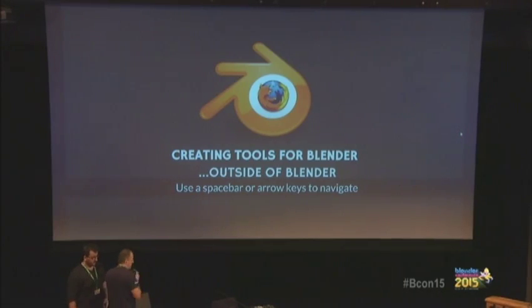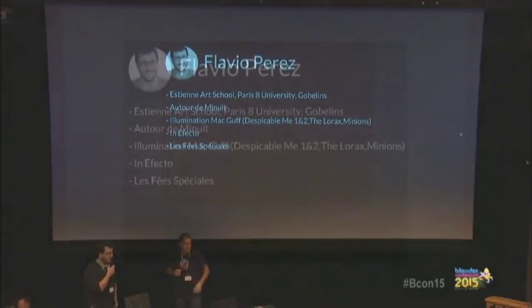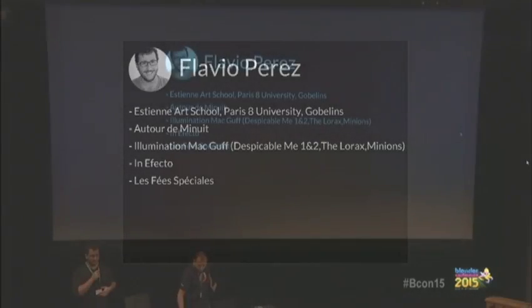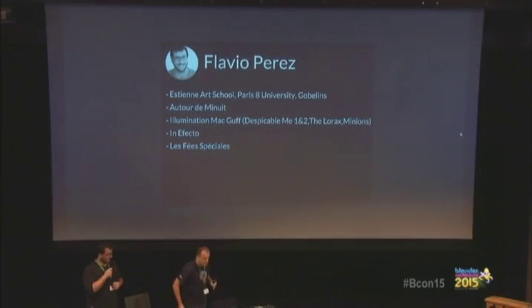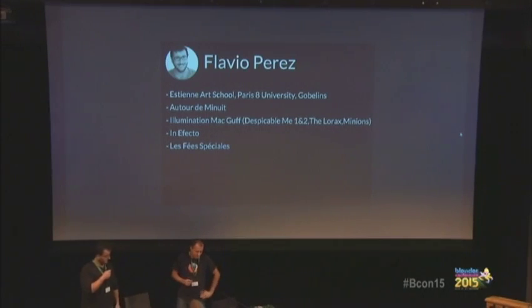So first of all, we're going to really quickly introduce ourselves. Yeah, I'm Flavio Perez. I'm from France. I used to have an artist background before doing a school named Art Technologies of Images, where I learned to script. I didn't consider myself a programmer. I worked at Le Tour de Minuit, at MacGuff, on these big features you may have heard of. And then I went to the south of France, to a little company called Ineffecto, and today I'm starting another called L'Effet Spécial.